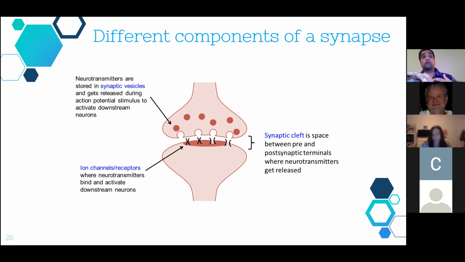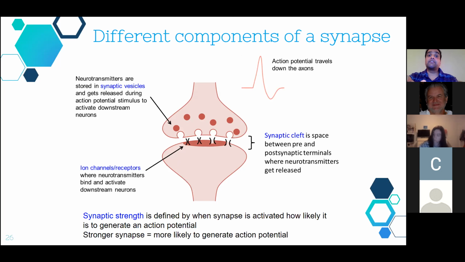They undergo conformational change, open up and cause an influx of ions that will then depolarize a cell. Now, the strength of the synapse is defined by how likely it is to generate an action potential when the synapse is activated. The stronger the synapse, the more likely that the release of the chemicals from that synapse will generate an action potential. Cool.